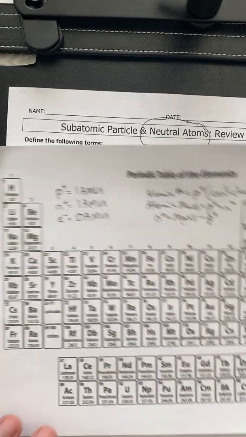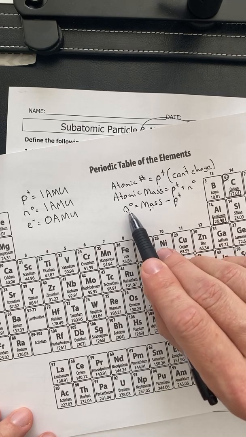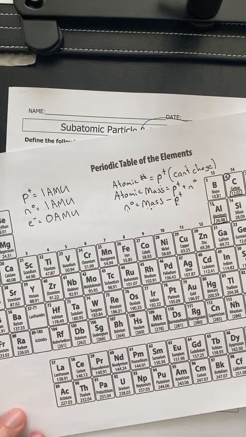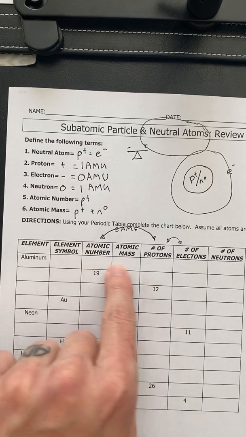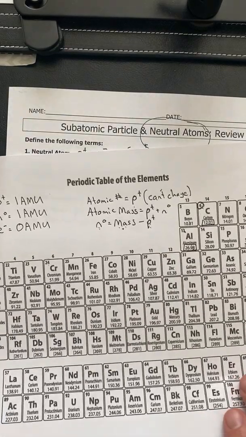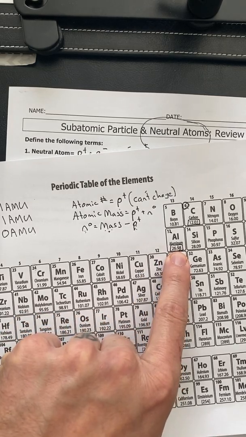Oh, yes, goodness gracious. I'm glad I don't have to memorize all this stuff. Neutrons come from your mass minus the protons. Just make sure that you round the mass. So to do an example for you here, how would we get all this information for aluminum? Well, we've got to scroll around and find aluminum, and it lives right here.